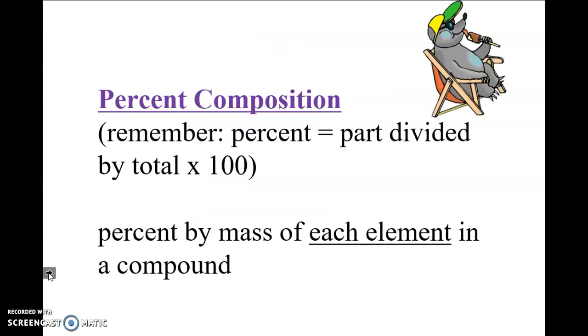Percent composition, we know that percentages are parts divided by a whole or a total, and then we multiply by 100 to make it a nice even number out of 100. Percent by mass of each element in a compound is what we're after. So you're going to have a percentage for each element in a compound. If there's 2 elements, you'll have 2 percentages. If there's 5 elements, you'll have 5 percentages, so on and so forth.